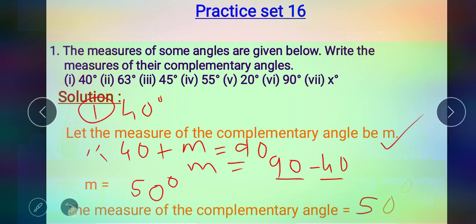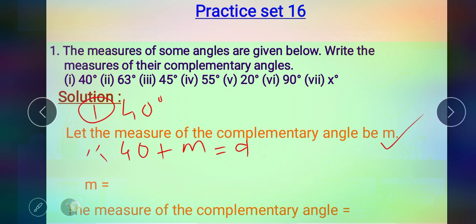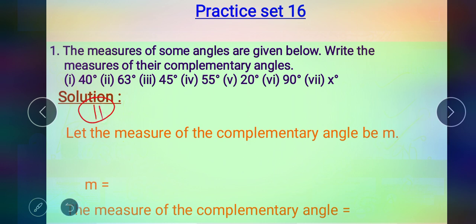Students, let's do a few more sums. When you see the second sum, we have the measure 63 degrees. We have to find the complementary angle. So let us assume the measure of the complementary angle to be m degrees, in the same way as before.